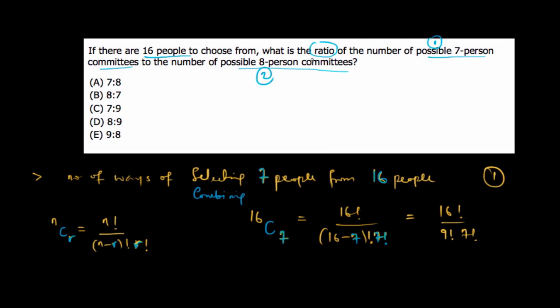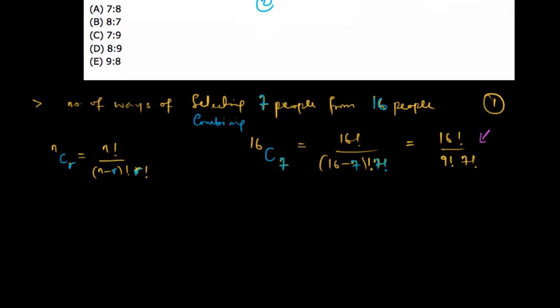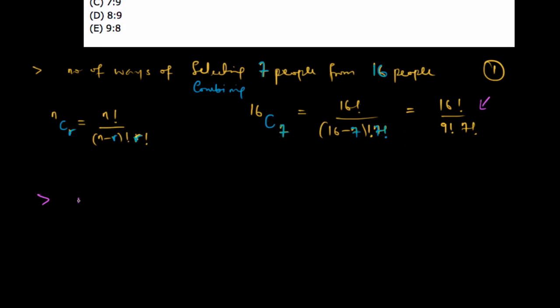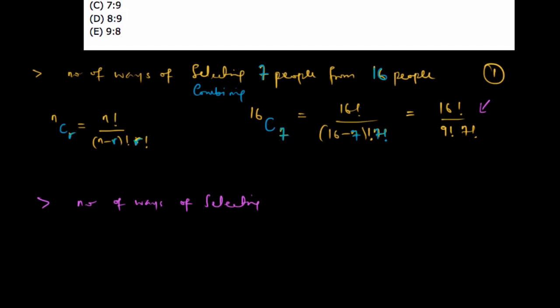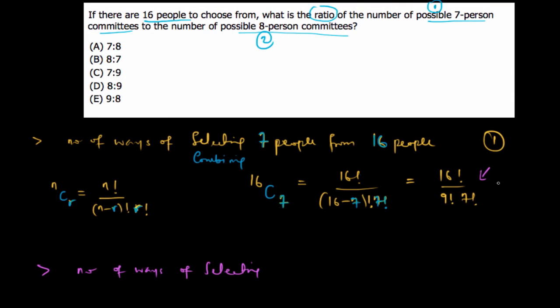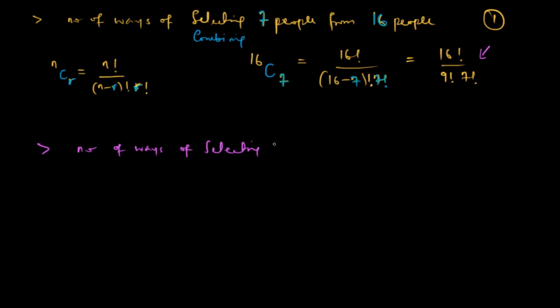Let's now go to the next statement. So this is the number of possible 7 persons committee that we've obtained here. The next one says find the number of possible 8 persons committee. So for statement 2, we want to find the number of ways of selecting 8 people from 16 people. So this is 8 and then this is 16.